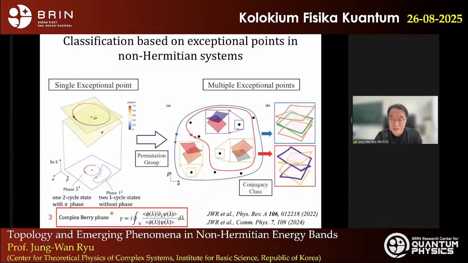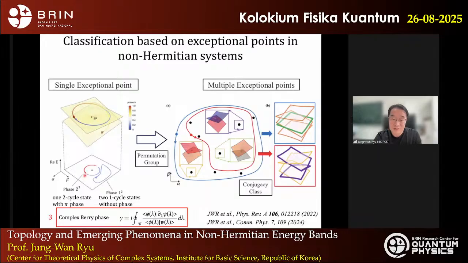We can obtain the complex Berry phase using bi-orthogonality. It's the same as the Berry phase, the only difference being this part: this is the left eigenstate, and this is the right eigenstate. Using this bi-orthogonality, we can define the complex Berry phase, and we can follow it when we change our system parameters. So finally, after twice encircling the exceptional point, the states always obtain an additional pi phase when we encircle an exceptional point.